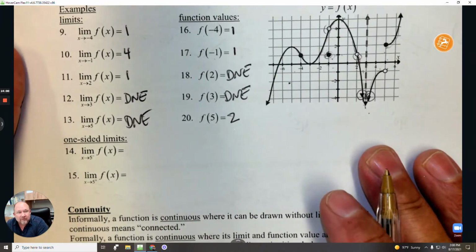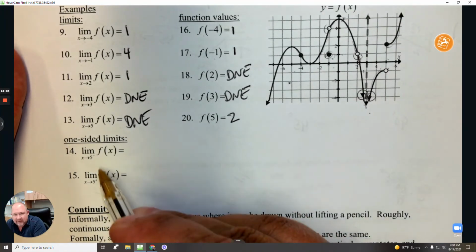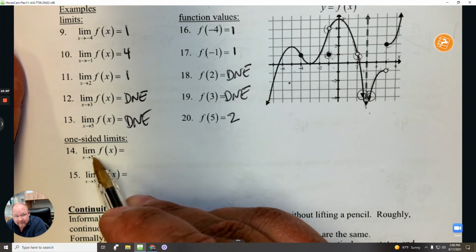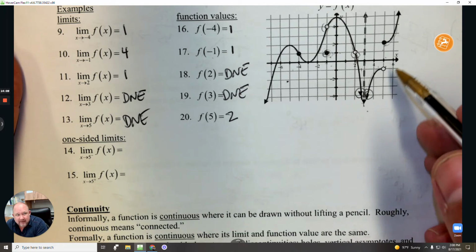Sometimes you can have one-sided limits. They have a little minus sign or a little plus sign. So with a little minus sign, it means you're coming from the left. So what's the value as you go from the left in terms of approaching there?